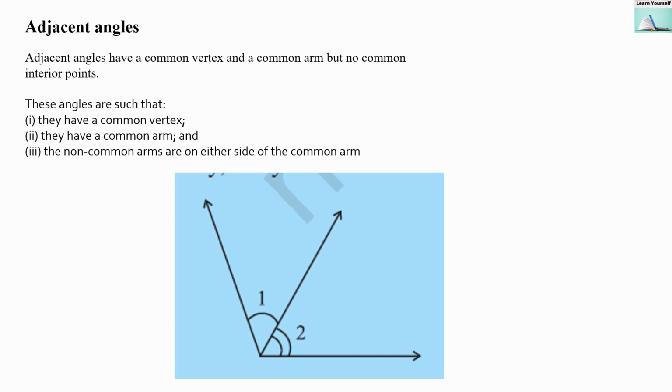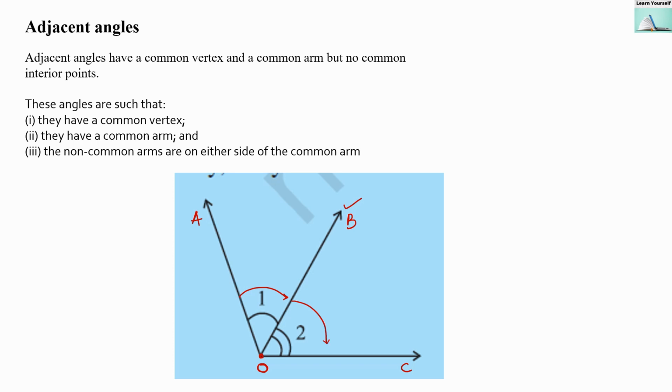We have a figure over here in which angle 1 and angle 2 are there and they are said to be adjacent. Why? Because they have a common vertex. Now what is a vertex? Vertex is this. So this point O is said to be the vertex. Now they have a common arm. If I give names to these, A, B and C, then here you can see that OB is a common arm. This arm is common between AOB and BOC. So these two angles, angle 1 and angle 2, have a common arm, that is OB.